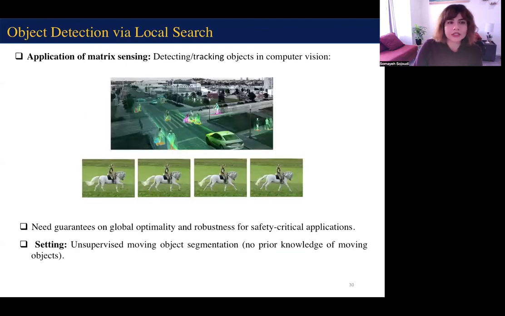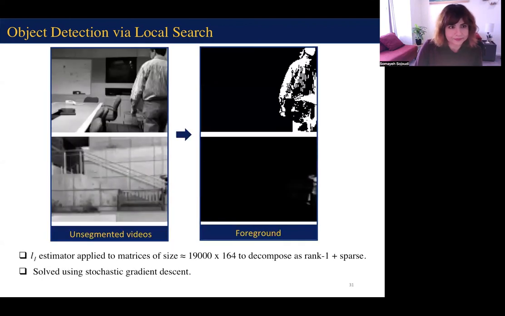One important application of matrix sensing is in computer vision. Tracking objects through video is a huge issue and is used in robotic navigation, autonomous driving, etc. And in all these scenarios, we are dealing with corrupted or noisy data. And when it comes to safety critical applications, we need guarantees on global optimality and robustness of our algorithms.